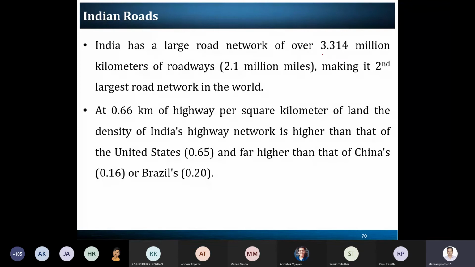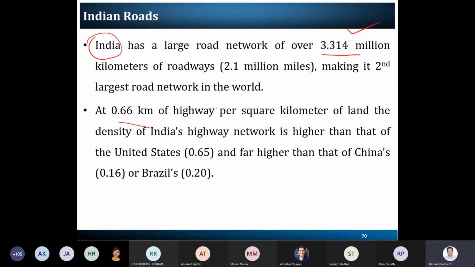So the 3.314 million kilometers of road space places India as the second largest road network in the world. This is statistics from 2 years back, so definitely the numbers will have changed. And with respect to density, when we consider per square kilometer, we are far ahead of the US as well as China and Brazil.